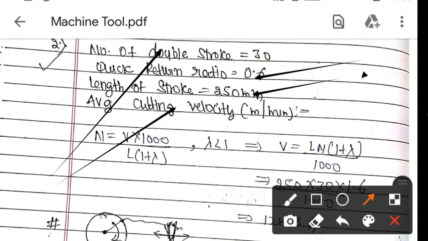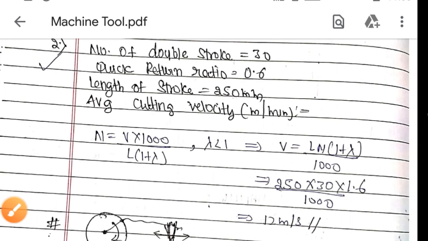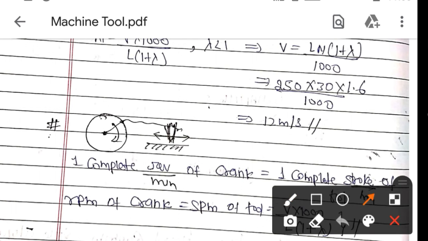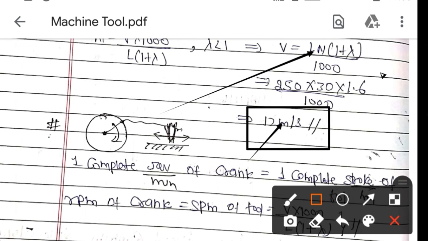And what is the N formula? You either remember the V formula or the N formula, and from that you just manipulate and find either V or N. Whatever they are asking, just manipulate the equation in such a way that you get the unknown. So here we have to find V. So V is equal to L N into (1 plus lambda) divided by 1000. All the data is given here, so just substitute in this equation. We'll get V equal to 12 meters per second. So this will be the average cutting velocity.